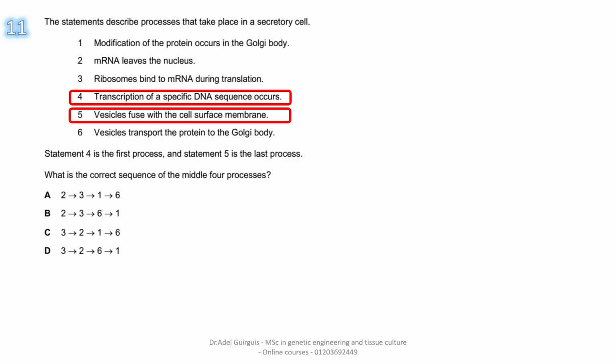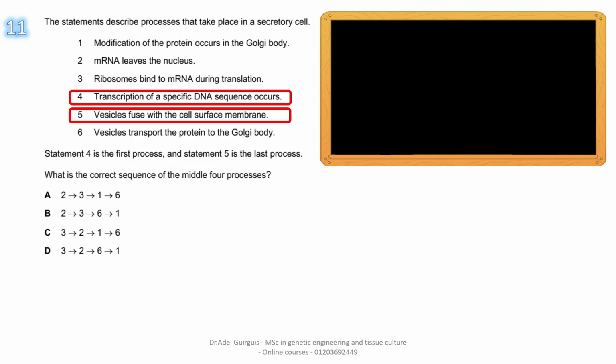What is the correct sequence of the middle 4 processes between 4 and 5? Look please at this figure. After transcription of the DNA, mRNA is formed. The result of transcription is mRNA. So mRNA leaves the nucleus, and then ribosomes bind to mRNA during translation. So number 2 is first. The correct sequence follows protein synthesis.